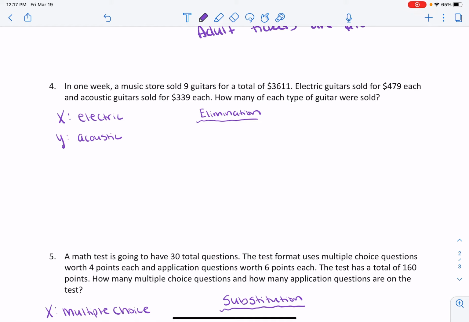So first, I made x electric and y acoustic guitars. And what this first part here tells me is that the music store sold 9 guitars. So that's our first equation. The electric guitars plus the acoustic guitars, they sold 9 of them. Electric guitars were $479 plus acoustic were $339, and that equaled $3,611.